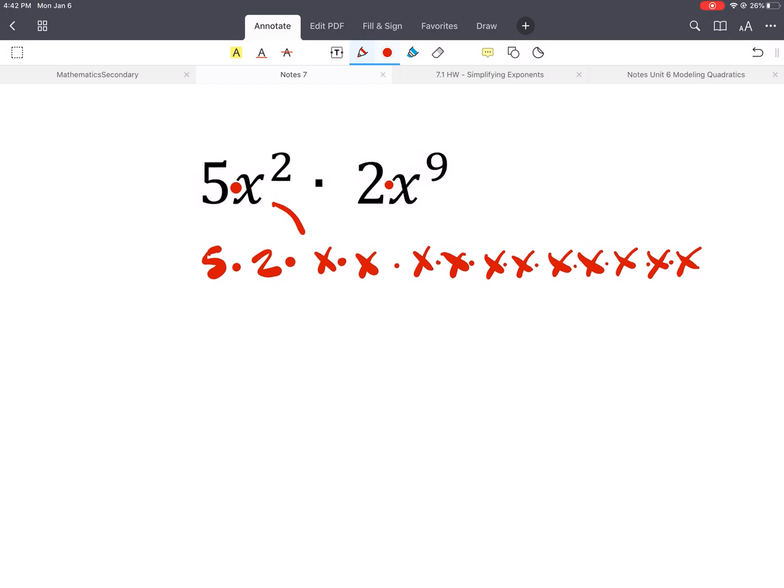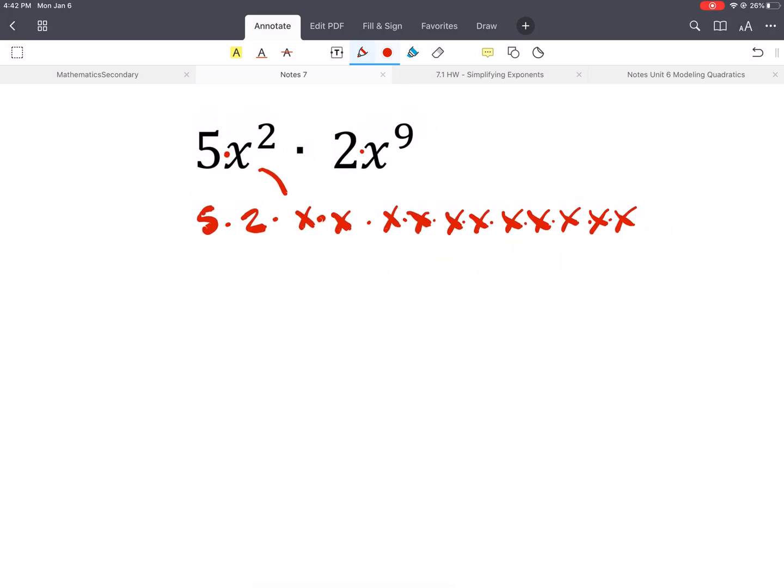All right, and then we would want to simplify. So 5 times 2 is 10, and then how many x's are we multiplying? We're multiplying 11, so we get x to the 11th power.